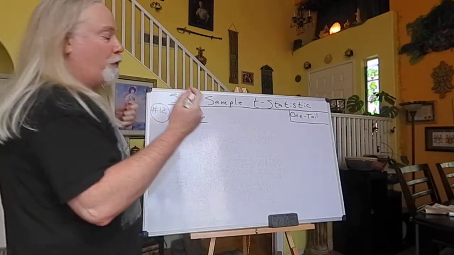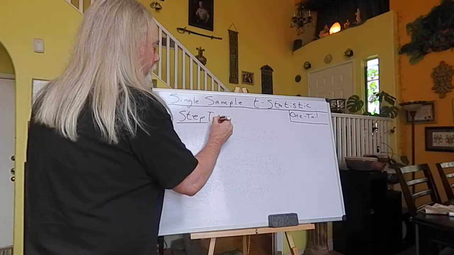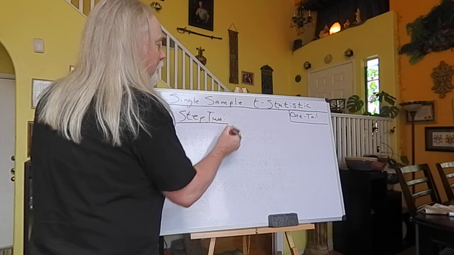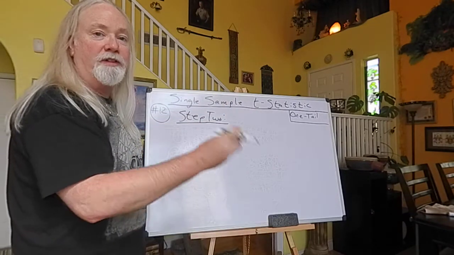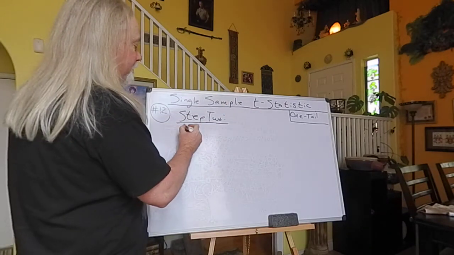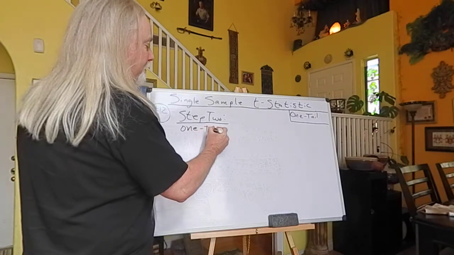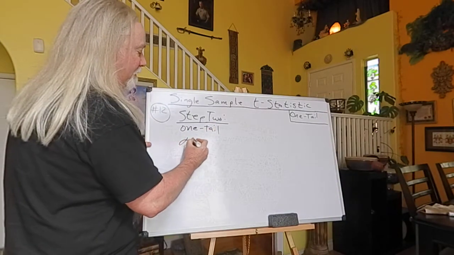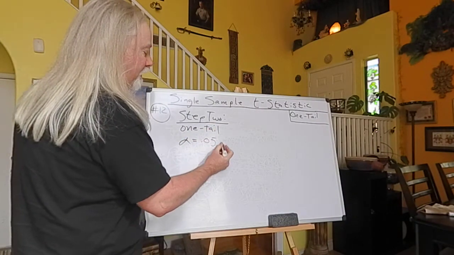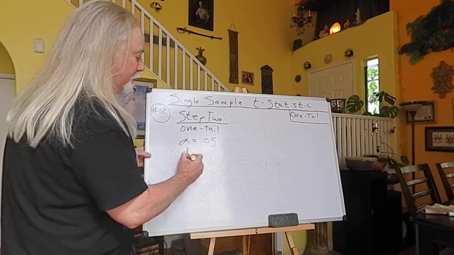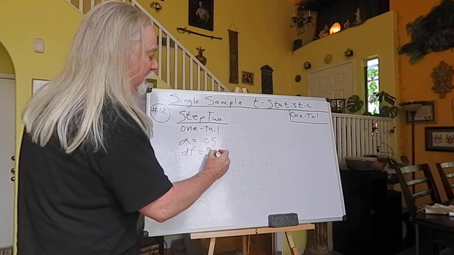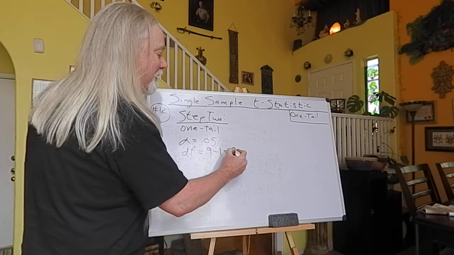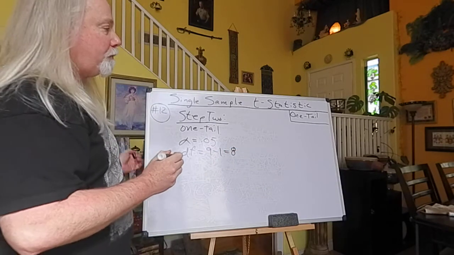Step 2 is, of course, going to change, because now we're putting all that 5% on one side of the curve instead of breaking it up. So now it's a one-tailed test. Our alpha level is still 0.05. And our degrees of freedom is unchanged. There's still 9 participants, so we still have 9 minus 1 equals 8 degrees of freedom.